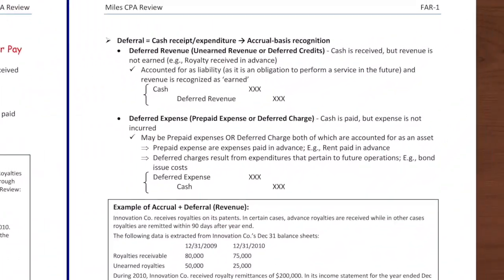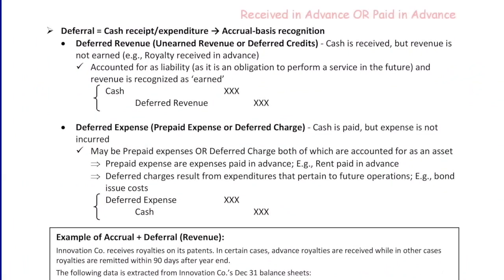We are looking at deferrals, which is received in advance or paid in advance. So for deferred revenue, the cash is received, but revenue, it's not yet earned. So the journal entry here is highlight cash debit and deferred revenue credit. Now cash, that's a balance sheet account. So write B/S. Even for deferred revenue, that goes into a balance sheet, right? B/S.